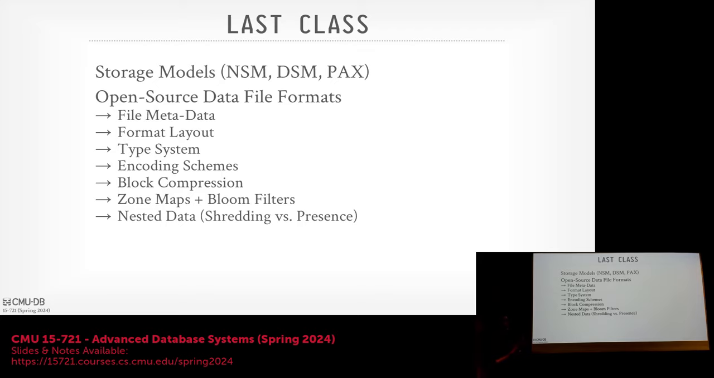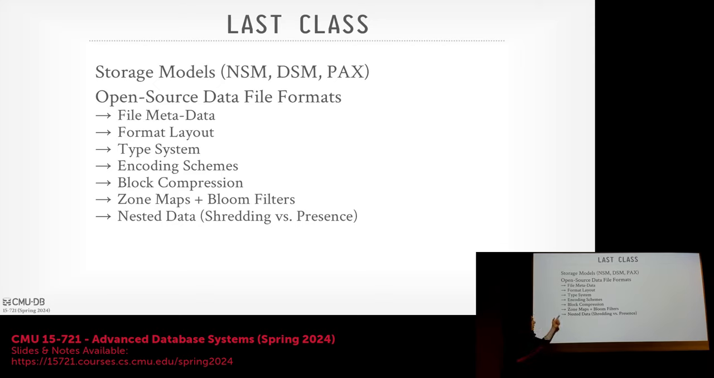We then talked about, for the different file formats, what's actually inside of them, what additional things we're going to record beyond just the data itself. So we talked about the metadata, keeping track of what's always in the footer, where the jump-to offsets are in the row groups, the format layout specifying, again, is it row store, column store, what is the actual nesting structure within that. The type system, we glossed over quickly to say there are some primitive types, logical types. Encoding schemes, we spent a lot of time on, and we'll talk about mostly today, different ways to encode the data.